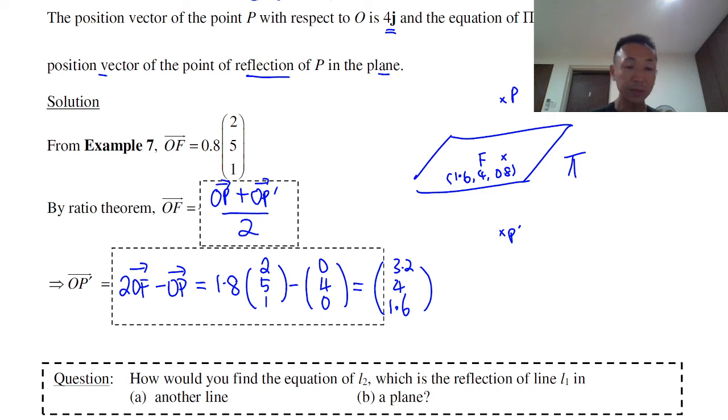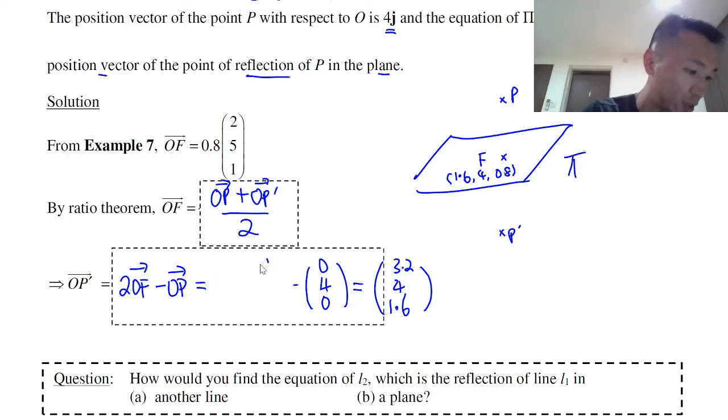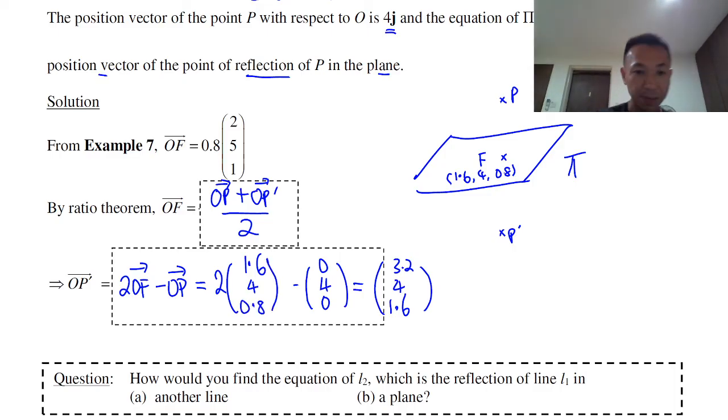This is for the earlier part, the OF from the earlier part. Or maybe I shouldn't write this one. Your OF earlier was this. Otherwise, you don't know where I got my 2 OF from. I just write 2 times (1.6, 4, 0.8), minus. Yes, that's it. Nothing fantastic, it's still the same. Alright?